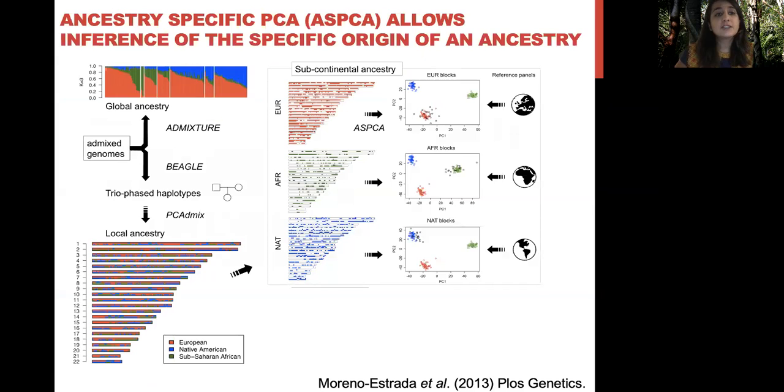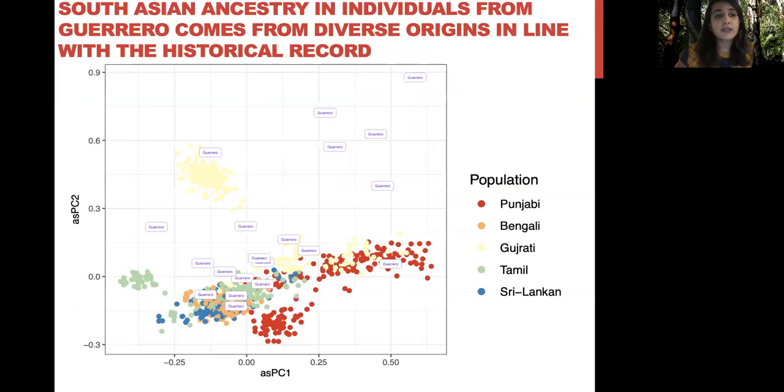While I will not have a chance to go into this in detail today, we used an ancestry-specific PCA approach developed in Moreno-Estrada et al. to genetically pinpoint the origins of the East Asian, South Asian, and African ancestries in the biobank, and find results corresponding to the historical record, as illustrated in this example for individuals from Guerrero with high South Asian ancestry.